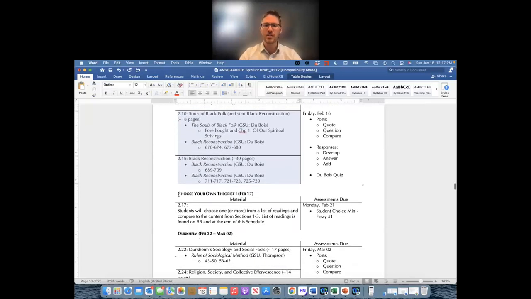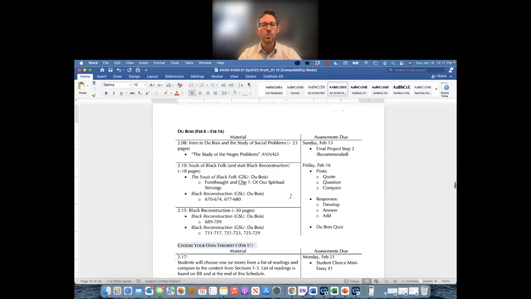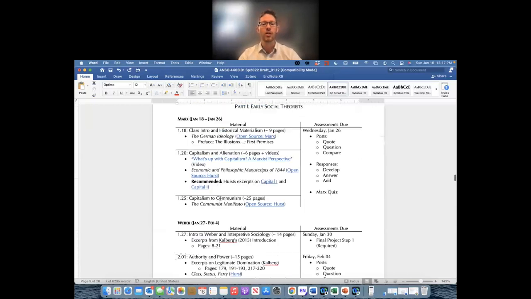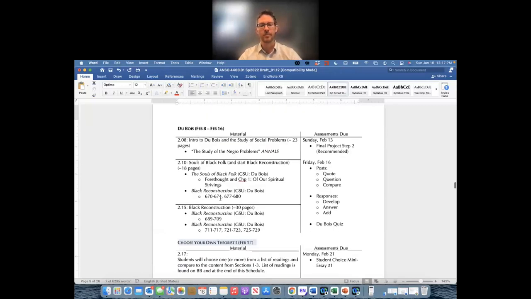At the end of section 3 is when we see our first Choose Your Own Theorist. So at the end of this schedule and on Blackboard, I have a list of readings that you will, on that, I would suggest on the 17th, you read that chapter or you read that article, and then you will compare it to either Du Bois, Weber, or Marx.